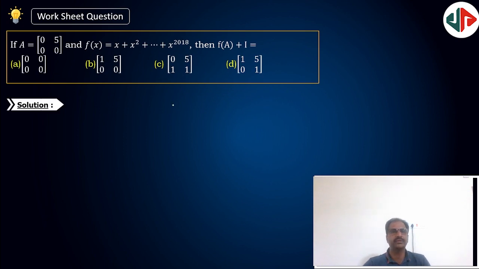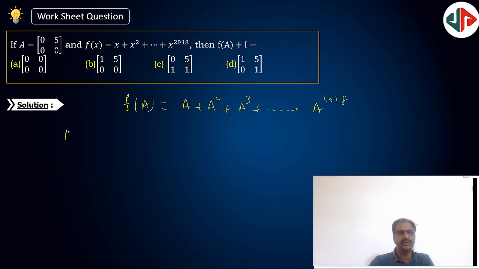Next, matrix A is given as 0, 5, 0, 0. F of x is given. You have to find f of A. How to find f of A? Replace x with A plus A square plus A cube plus so on up to A power 2080. Now let us find A square first. A into A. 0, 5, 0, 0 into 0, 5, 0, 0. What you get?